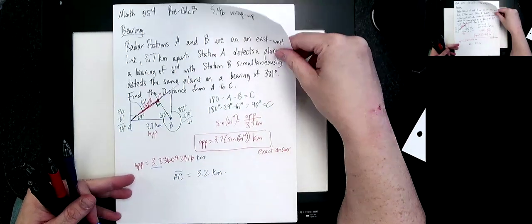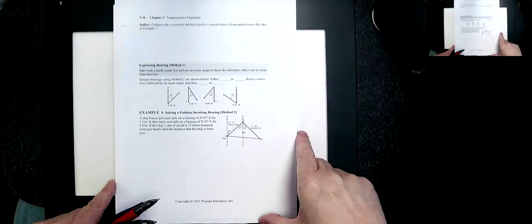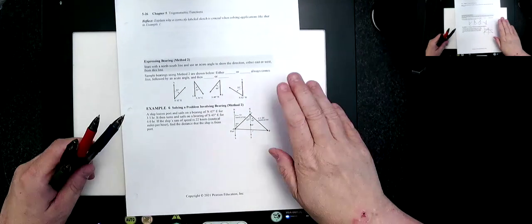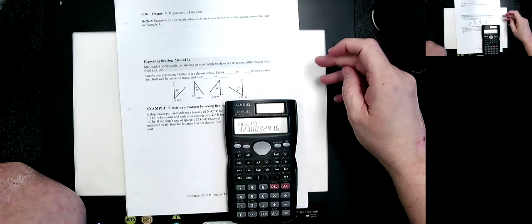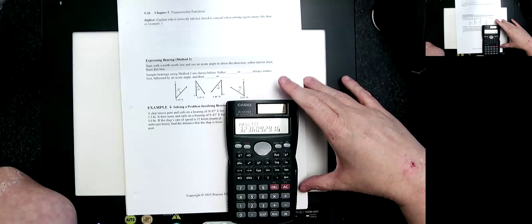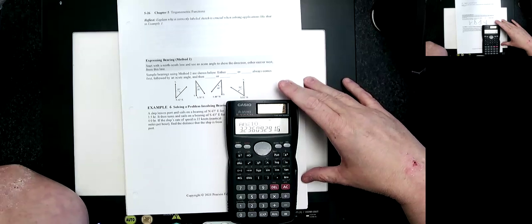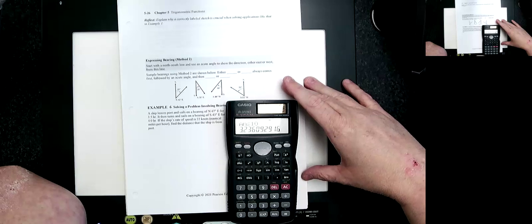In fact, I'll speed up a little bit by putting this right on the screen so you can see what we're doing. I'm going to cover the picture up for now. A ship leaves port and sails on a bearing of north 47 degrees east for 3.5 hours. It then turns and sails on a bearing of south 43 degrees east for 4 hours. If the ship's rate of speed is 22 knots, which is nautical miles per hour, find the distance that the ship is from port.